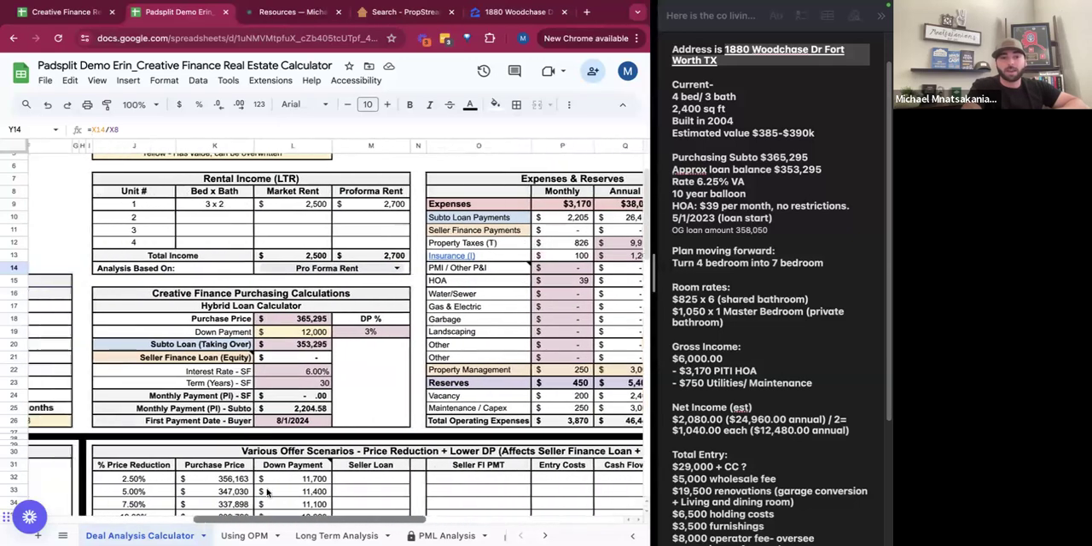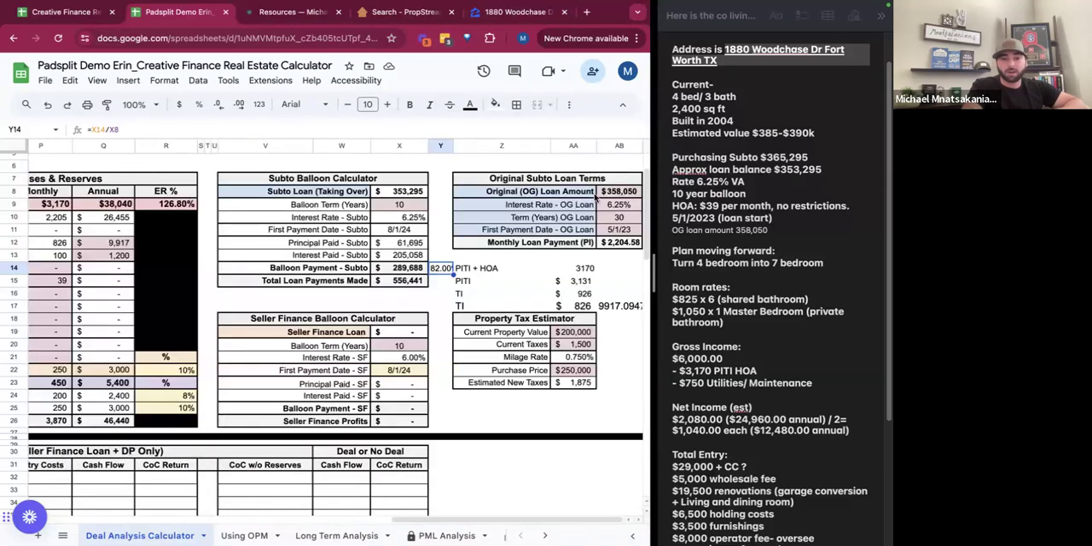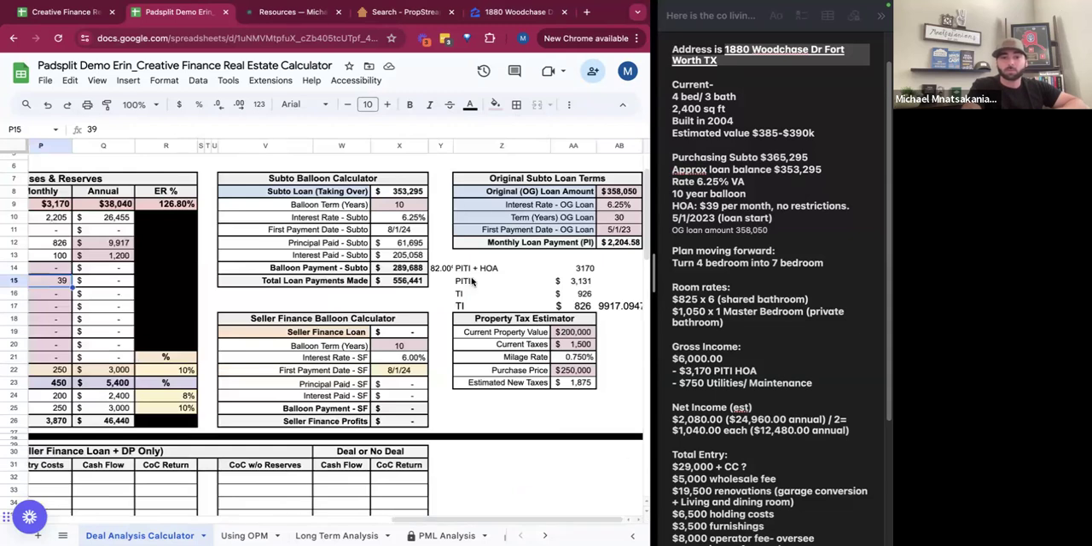All right, so now we have our sub 2 loan payment, right? We recreated it right here. We estimated from what was provided, the PITI plus HOA 3170, subtracted away the 39 for the HOA that we added as an expense here. Then we had our PITI, subtracted away our loan amount to get what our taxes and insurance are. And then this is just your tax estimate based off that.